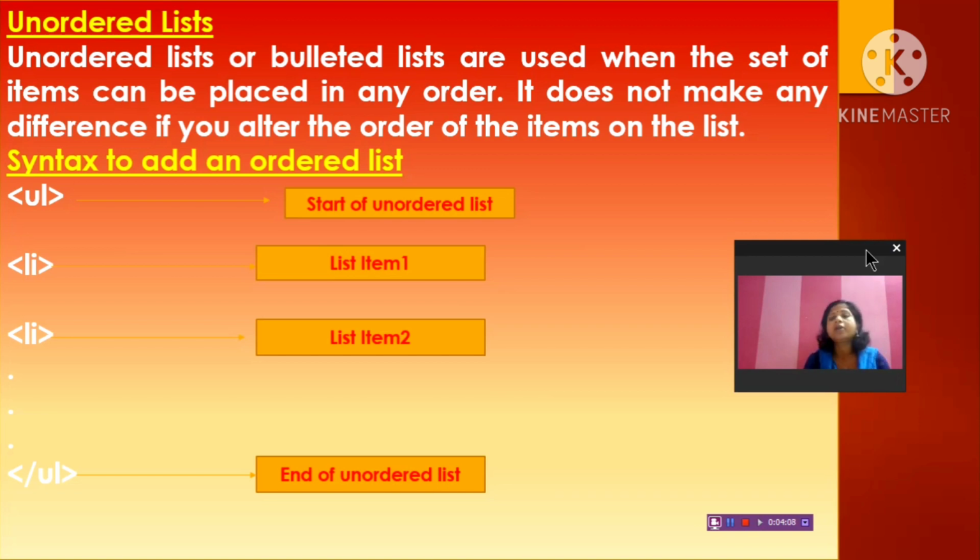So how will we write this? For an unordered list, it will start with UL, the start of the unordered list. LI always stands for list item. So however many list items you want to keep, you use LI. Then last you close with UL.